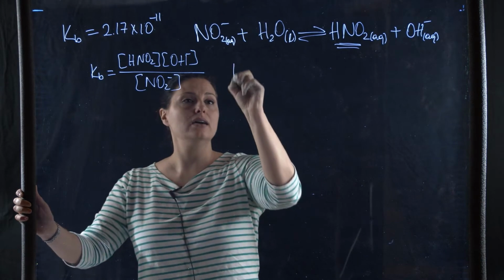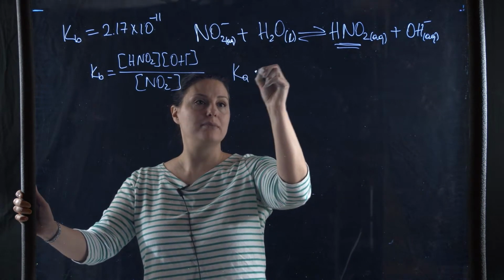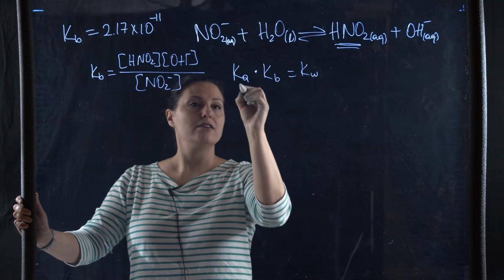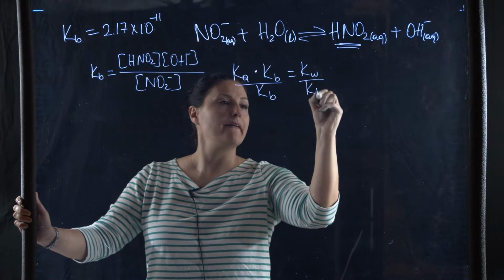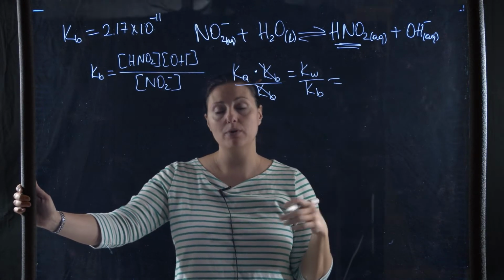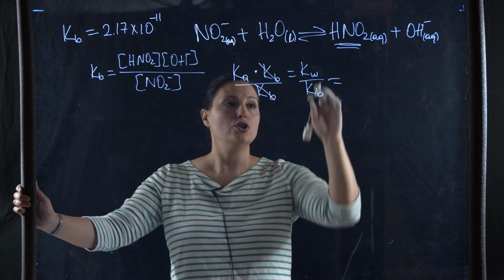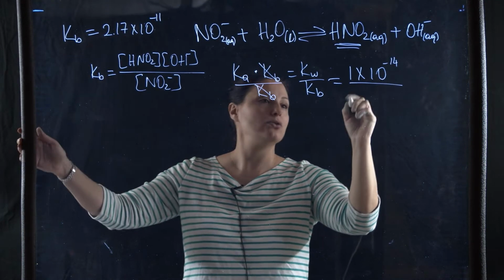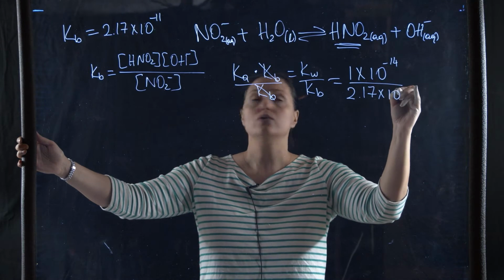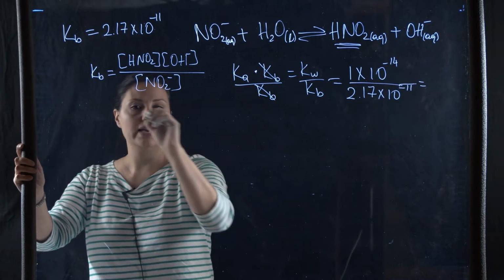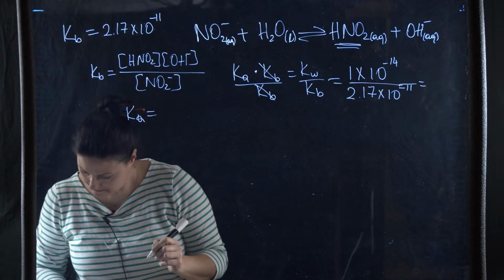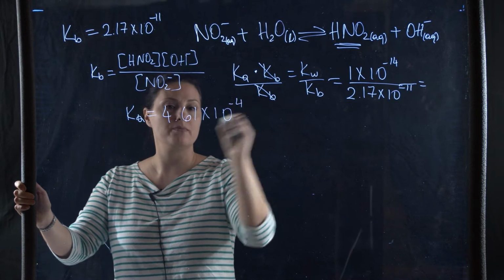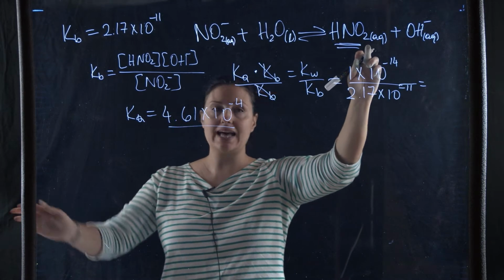To calculate the Ka, I know that Ka times Kb is equal to Kw. Therefore, I just divide both sides by Kb. Kb cancels out. I know the Kw. Once again, if it is not specifically told to you, you will assume that it is 1 times 10 to the minus 14, divided by the Kb value of 2.17 times 10 to the minus 11. This gives you a Ka value of 4.61 times 10 to the minus 4. This is the Ka value for the conjugate acid, for HNO2.